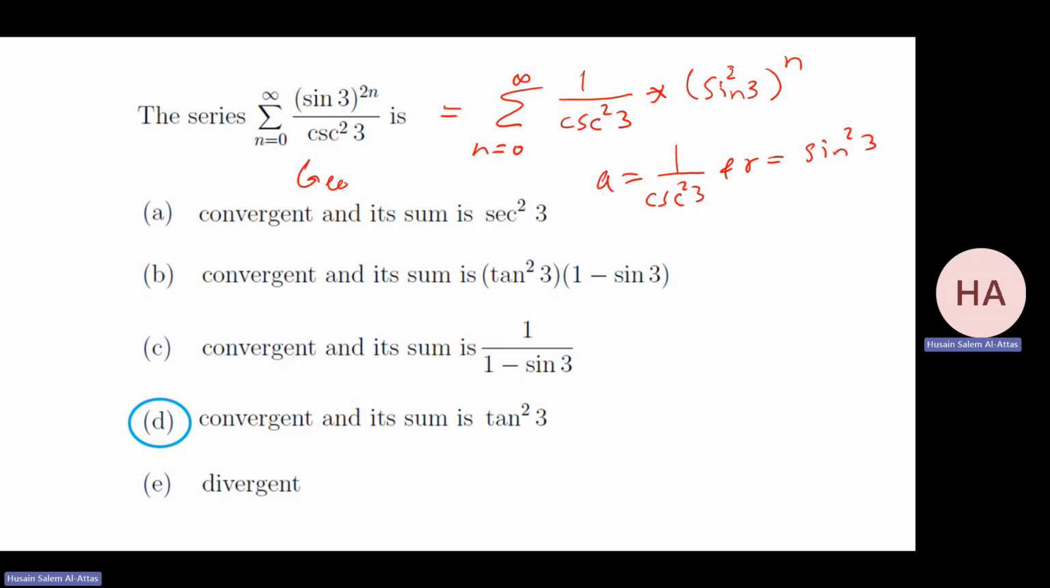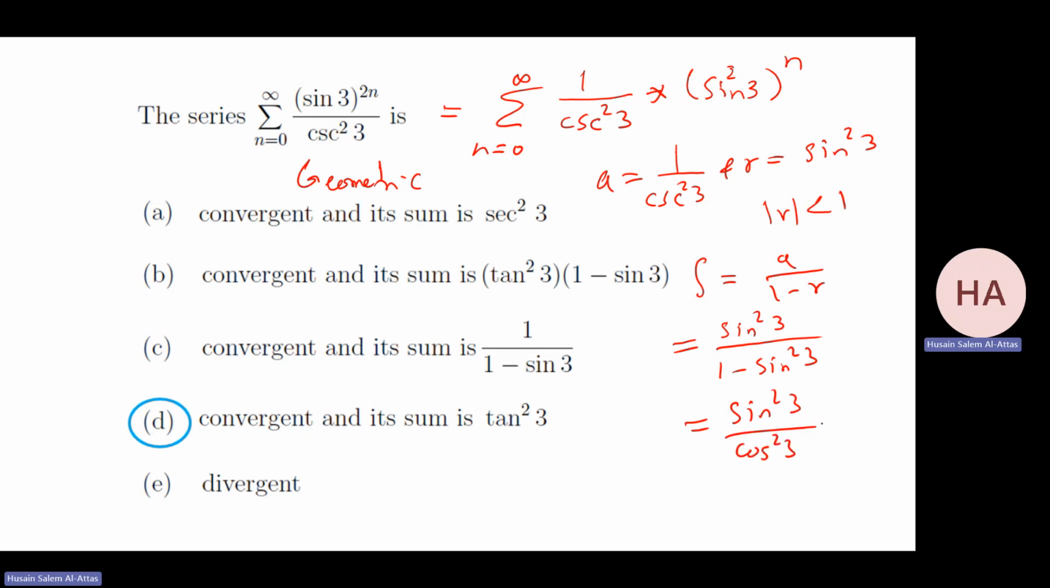Geometric, very clear, this is geometric. I know sine square 3 for sure will be less than 1. It will not go to 1 or minus 1, so for sure it will be less than 1. What is the value? I don't care. So what will be my S? It will be a over 1 minus r. That 1 over cosecant square 3 is sine square 3, over 1 minus sine square 3. That will be sine square 3 over cosine square 3, and that is tan square 3. And that will be my answer.